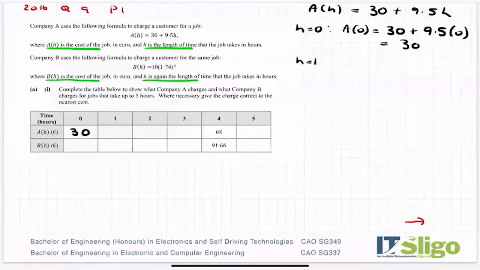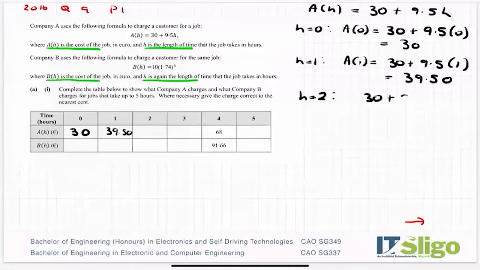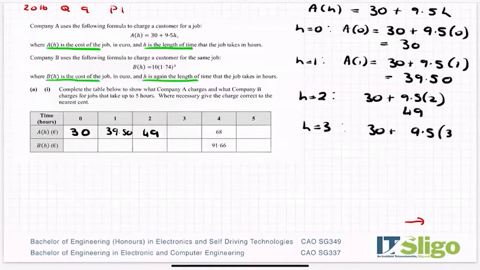Okay, so H is equal to 1. So therefore A of 1 is equal to 30 plus 9.5 times 1. So that's going to be 39.50 because it's money. When H is equal to 2, I'm going to get 30 plus 9.5 times 2. 9 is 18, 19, so that's going to be 49. H is equal to 3. I'm going to get 30 plus 9.5 times 3. So I'm going to get 58.50 for that one.